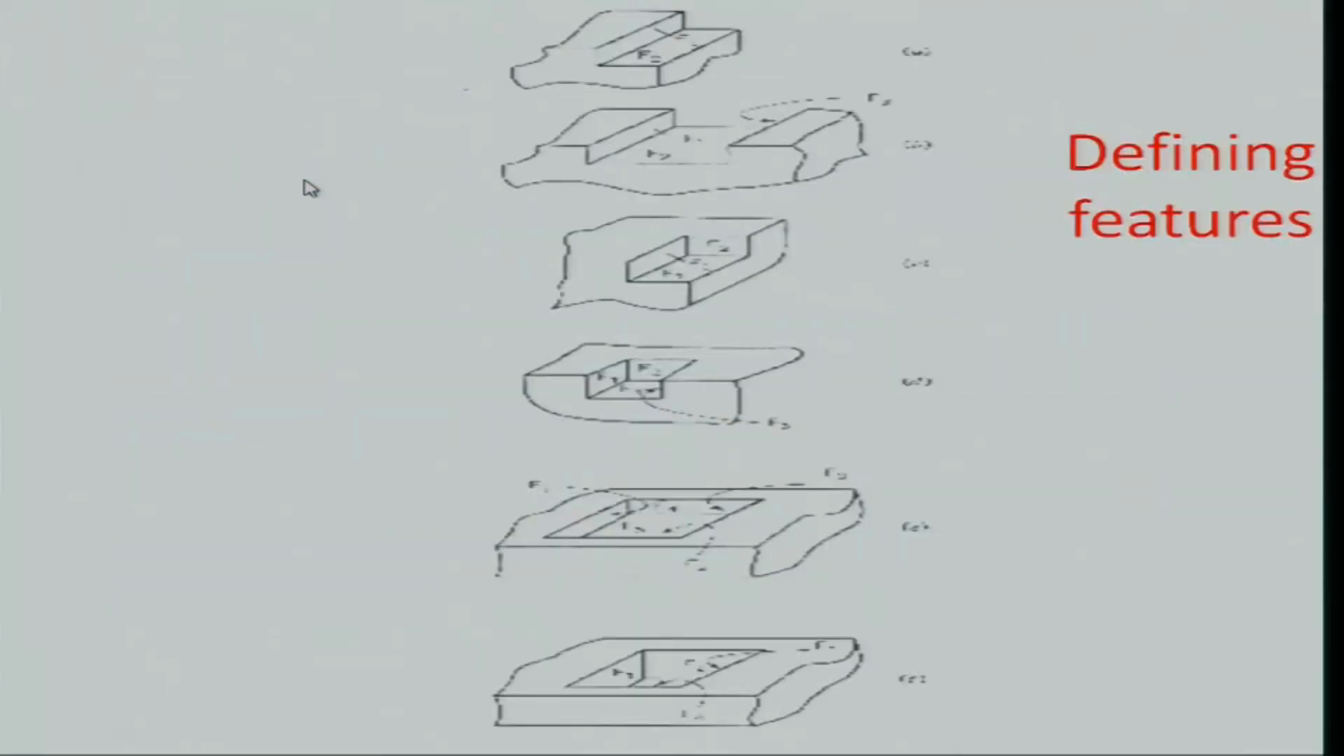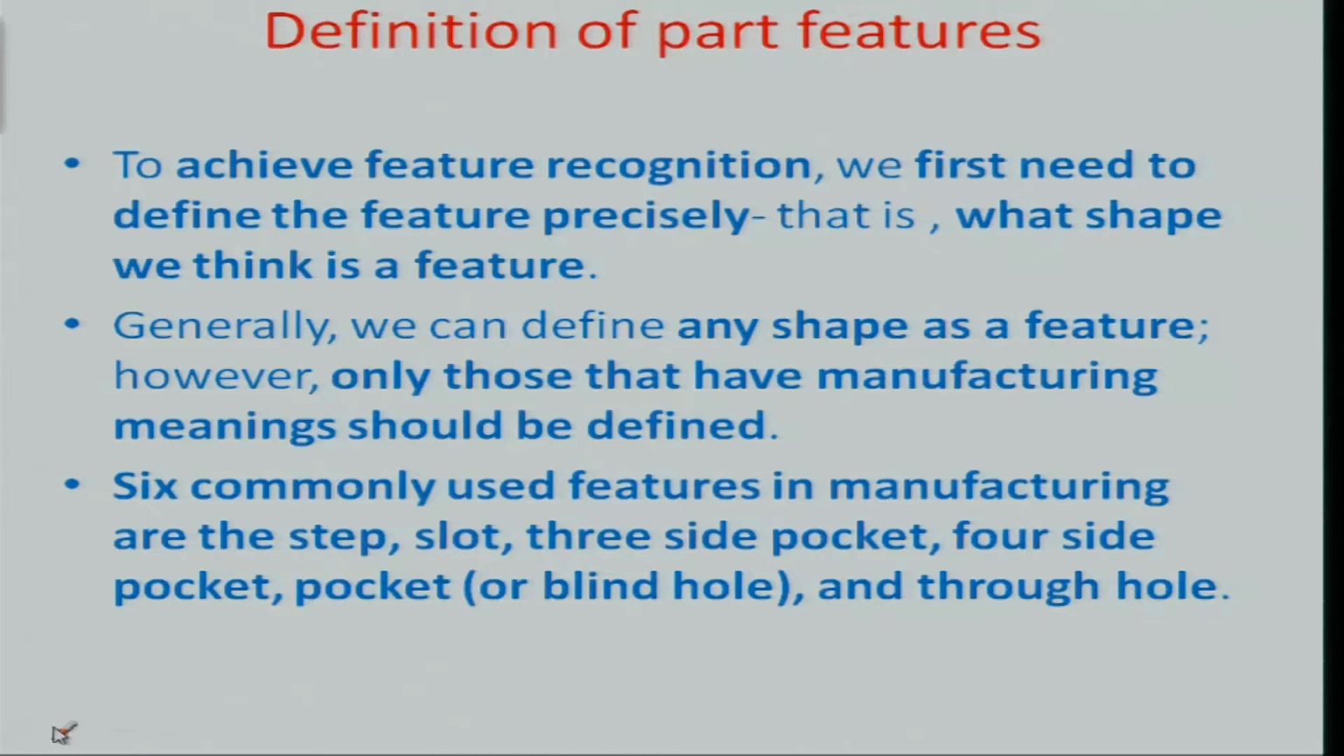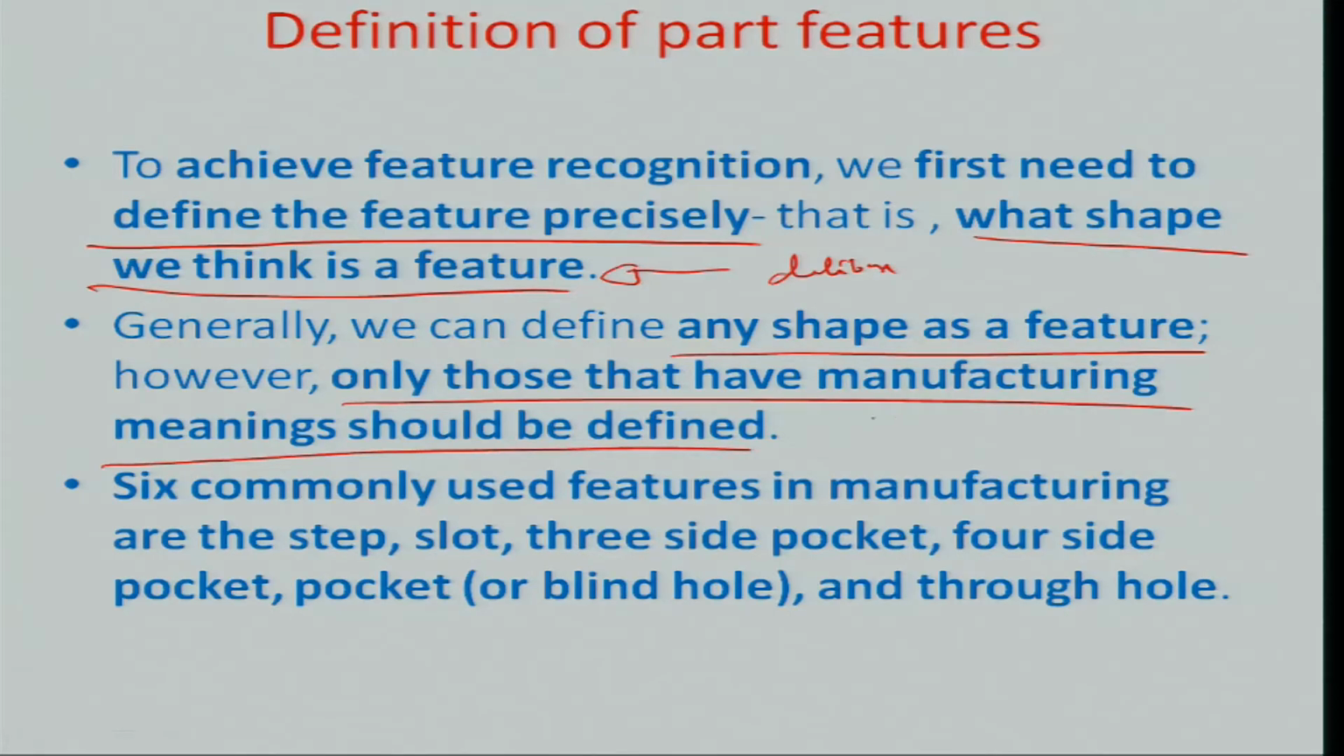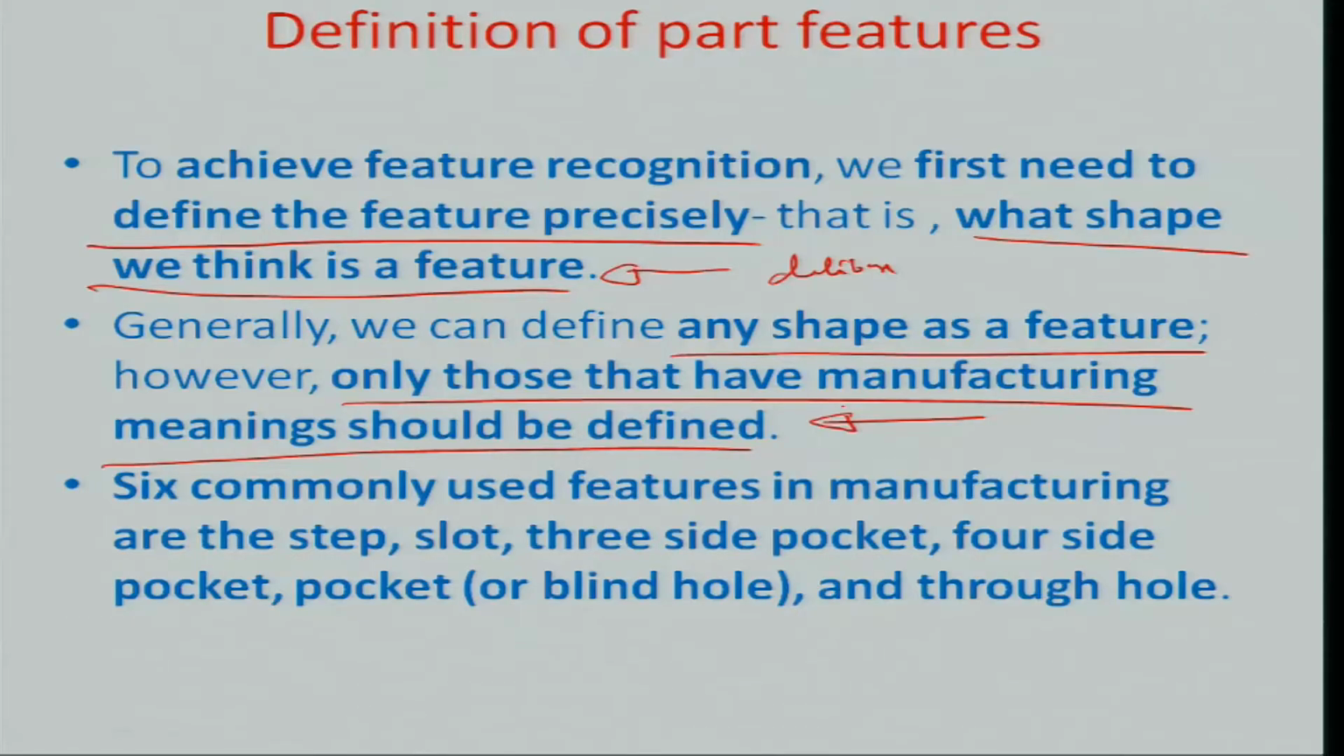To achieve the feature recognition, what one needs is to define the feature precisely, what shape we think is a feature, and then make a database out of it. We can define any shape as a feature only if it has manufacturing meaning, meaning it is possible to be manufactured in a particular part geometry. There are 6 commonly used features of that kind where the creation of a database is needed.